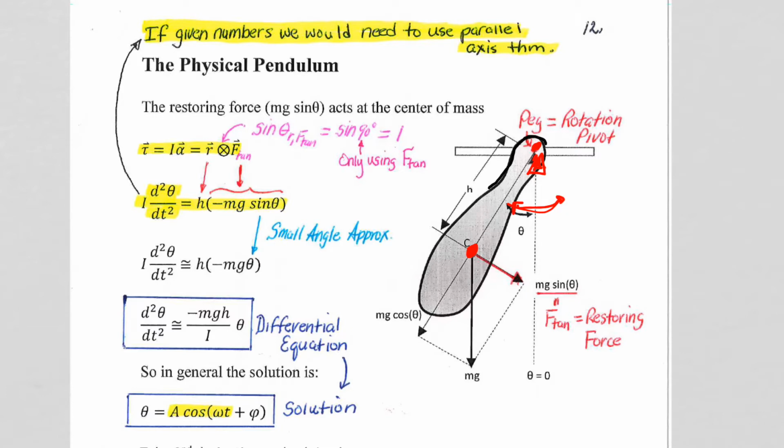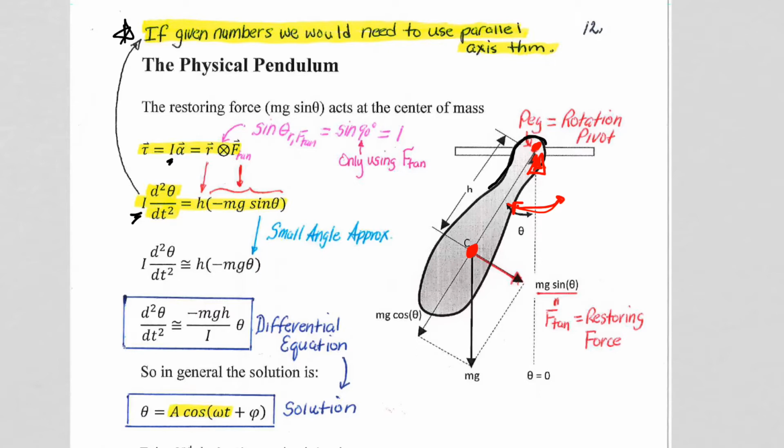Well, to get the equations for this type of oscillation, we're going to start out with torque equals I alpha, because remember, now we have not a point particle system. We cannot use mr squared. We have to use the parallel axis theorem. So as I have here, please make sure you get this into your notes, that if we were given actual numbers, I would be calculated using the parallel axis theorem.